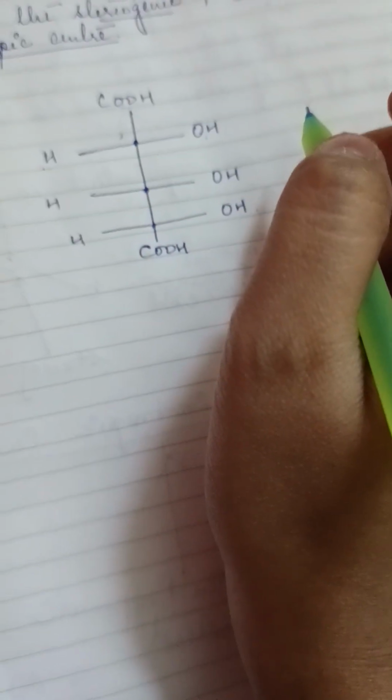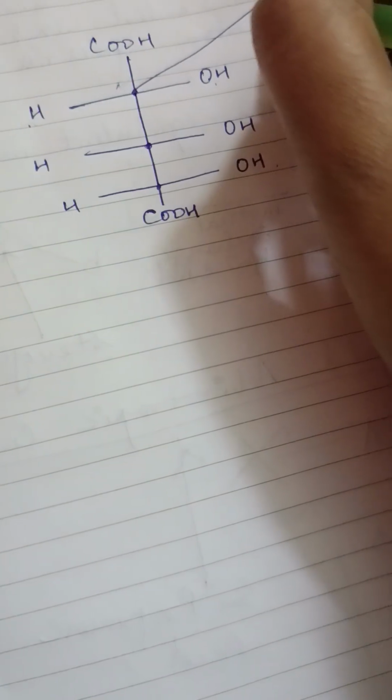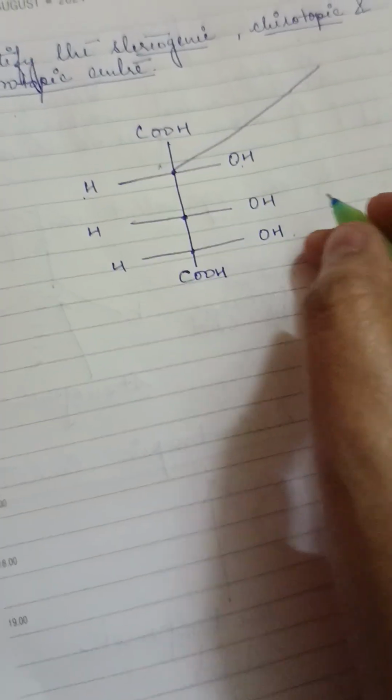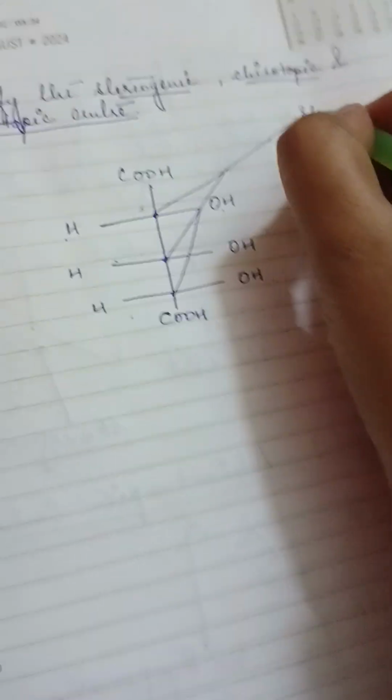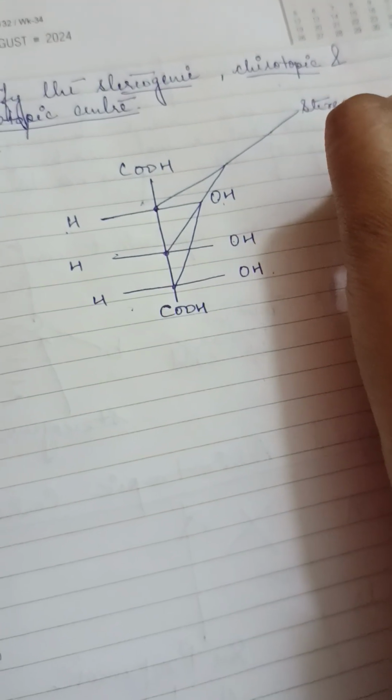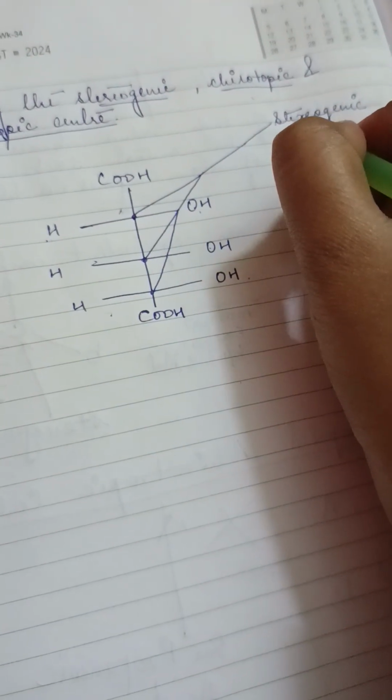Now first let's check stereogenic centers. If you alternate OH here and H here, you will get a new compound, isn't it? So this is your stereogenic center. Now this one, you alternate, you get a new compound. This is also your stereogenic center. If you alternate this, then also you get a new compound. Understood? So this is also your stereogenic center. So these three are all stereogenic centers.